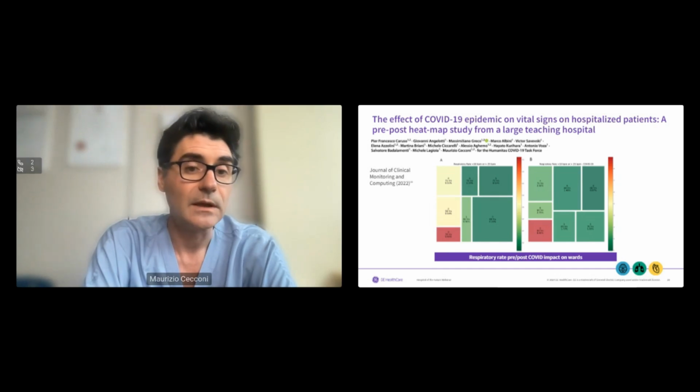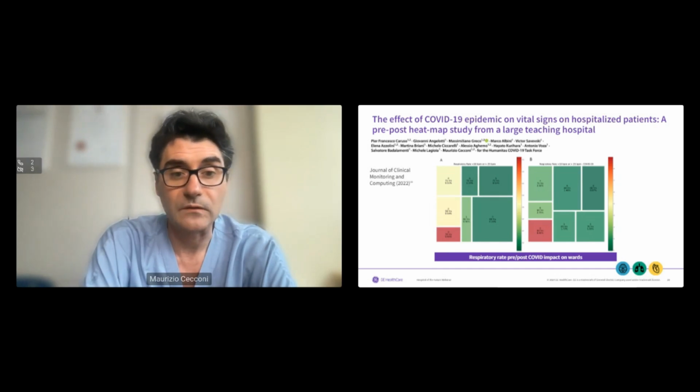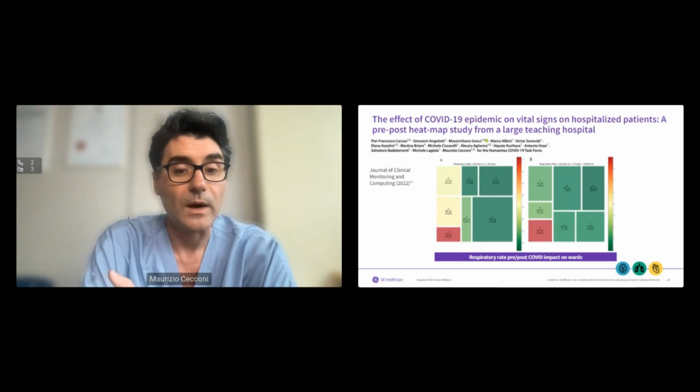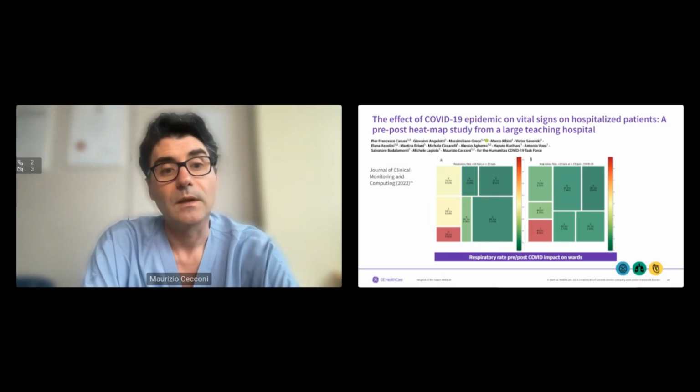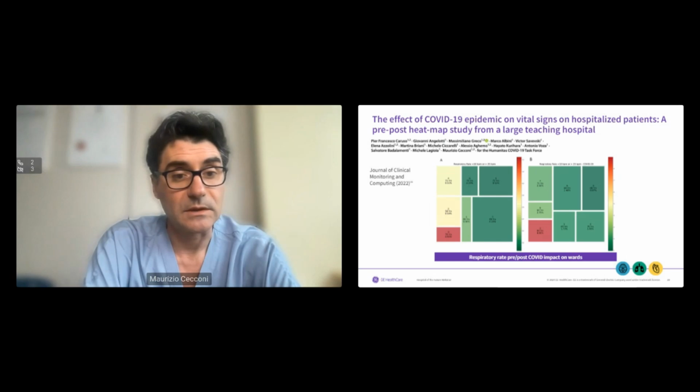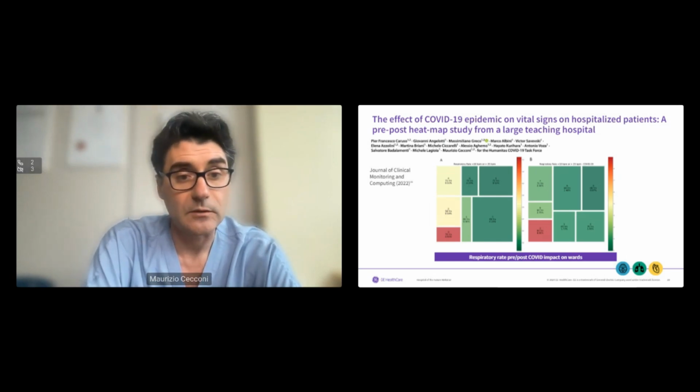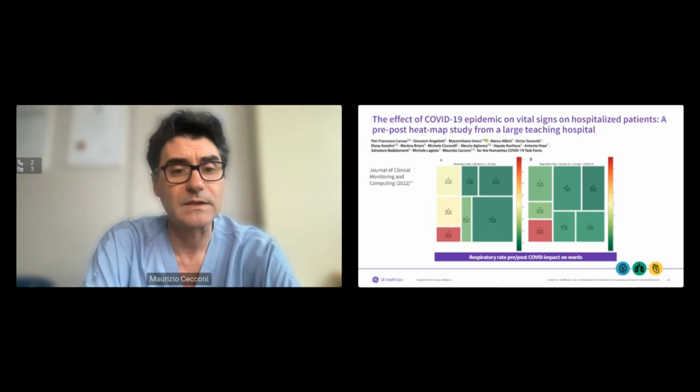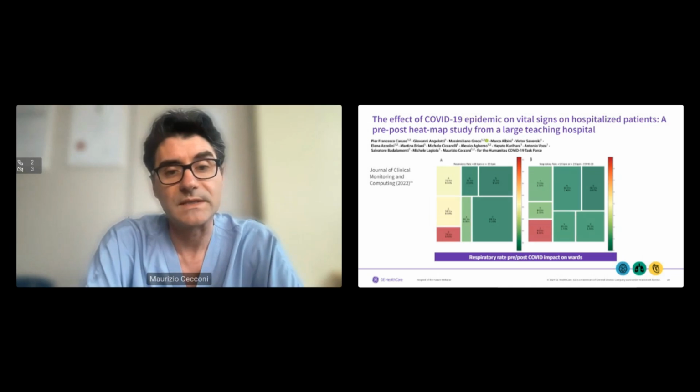Here you see, for instance, respiratory rate from the ward that in the hospital was considered the one with more deranged vitals. At the time before COVID, basically 0.92% of patients normally had respiratory rates higher than 25. I think it was in this study. When COVID started, it was up to 10%.